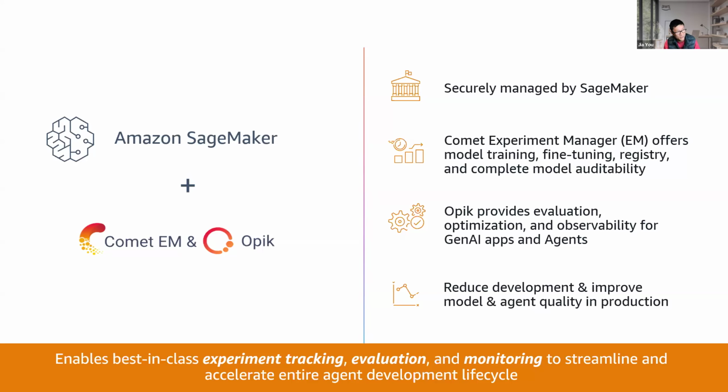And then moving on to OPIC, which is the product that provides agent evaluation and optimization for GenAI apps and agentic workflows. Again, customers can choose to use both EM and OPIC and also SageMaker. And together, we believe that this partnership and solution can help our customers reduce development time and improve the model and agent quality in production.